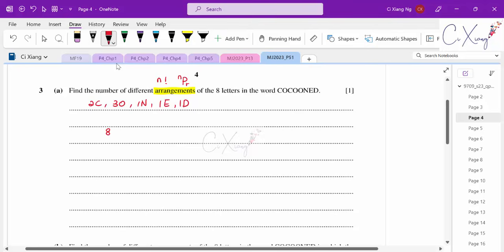Therefore, to arrange the 8 letters, we have 8 factorial. But from these 8 letters, we are aware that we have the identical letter C and also the identical letter O. Therefore, I have to divide by 2 factorial and also 3 factorial, because of 2 C and 3 O. So for this case, the number of permutations, or the number of arrangements, will be 3,360.